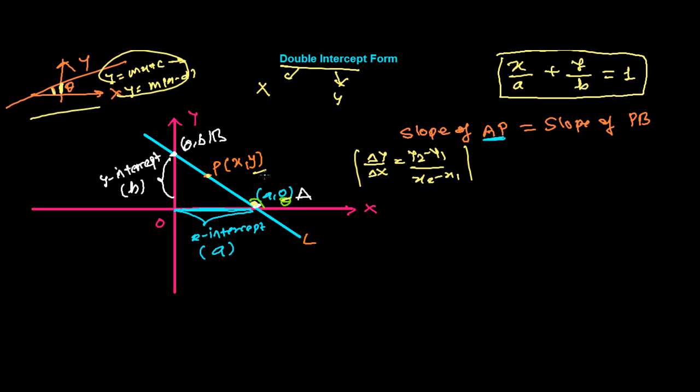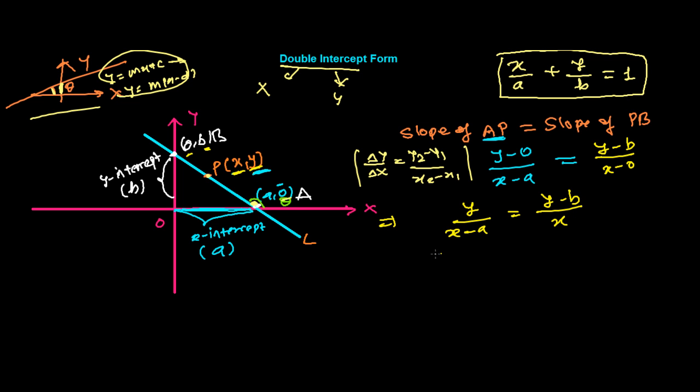So the slope of AP is the difference of y coordinates, that is y minus 0, over the difference of x coordinates, that is x minus a. And now the slope of PB: the difference of y coordinates, that is y minus b, over the difference of x coordinates, that is x minus 0. So y over x minus a is equal to y minus b over x.